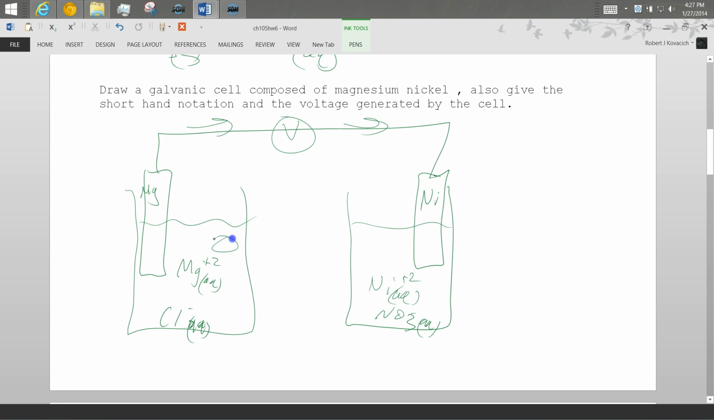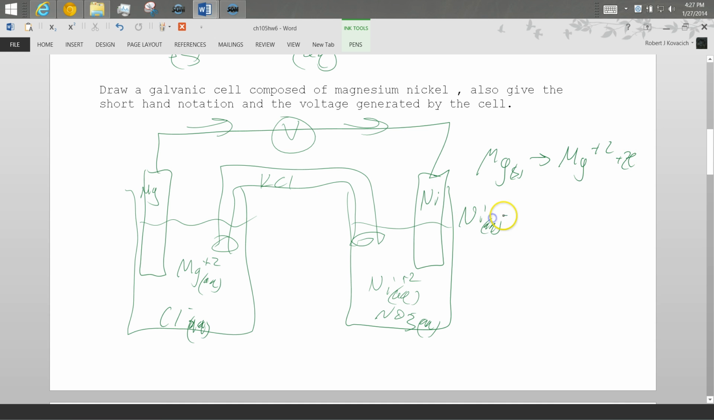And then I have a salt bridge, and in that salt bridge I'll put, I don't know, potassium chloride. And that's it. The half reactions for this are going to be magnesium solid turns into magnesium ion plus 2 electrons. And then we've got nickel aqueous plus 2 electrons equals nickel solid. And since it's 2 electrons on the right side and 2 electrons on the left side, those are going to cancel out with each other. So we'll get rid of those, and then we'll just add this up.